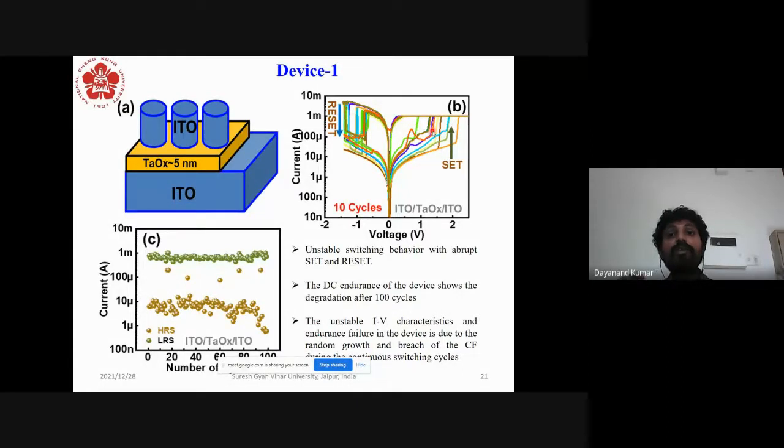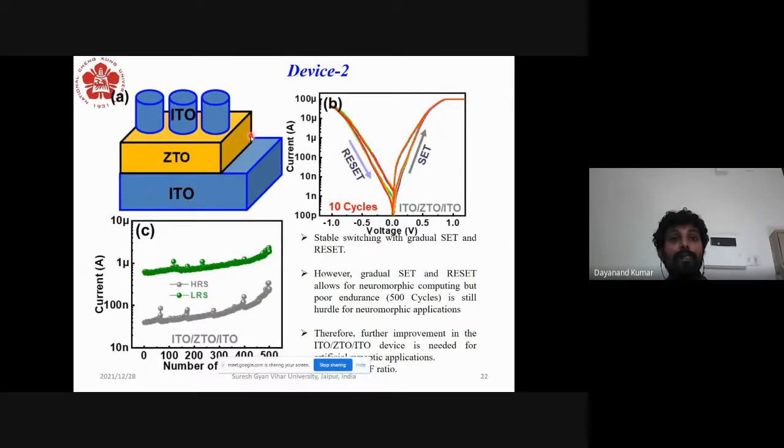So that device is not useful for the artificial synapse, because an artificial synapse must have linearity. But here there is non-linearity, because there is abrupt switching, if you see. If it is linear, then we can use it for synaptic devices. So that device failed for the artificial intelligence system. Now we change our device again. We use ZTO instead of TaOx. ZTO means zinc-doped tin oxide here. But if you see, this is non-linear.